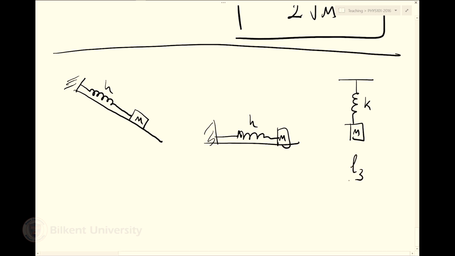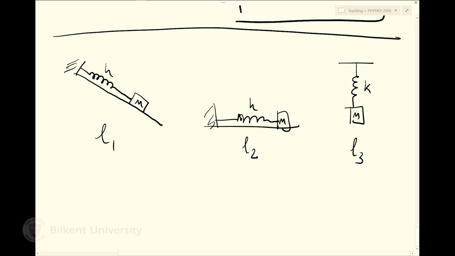Third case. So L3, let's say L2 and L1. I know that L3 must be larger than L1, must be larger than L2, right? Why? Because there is no force in the L2 case, so it's actually natural length. And in the other two cases, there's a force pulling it down.